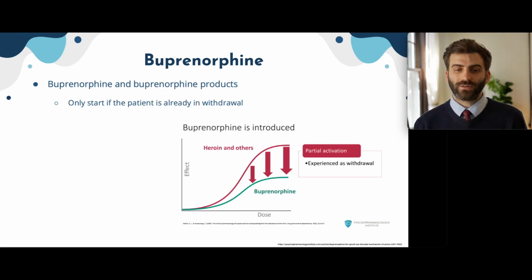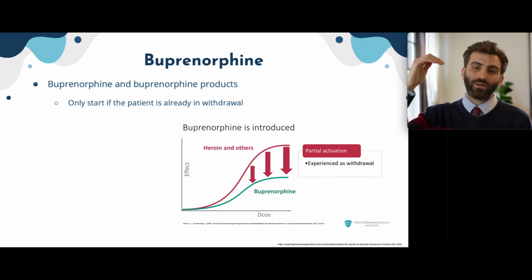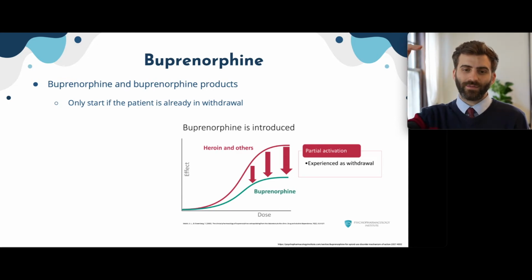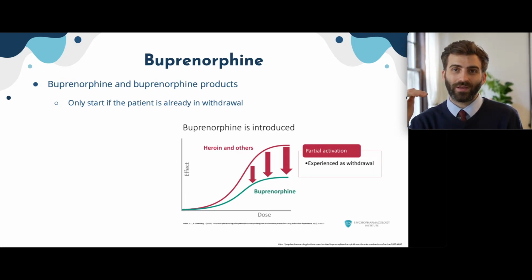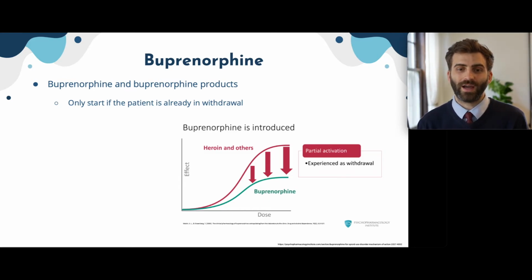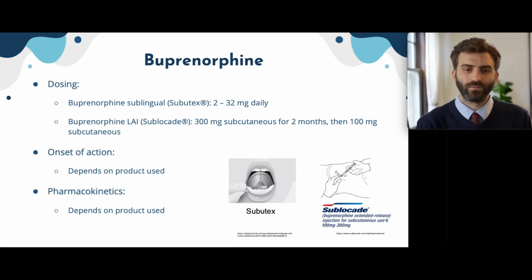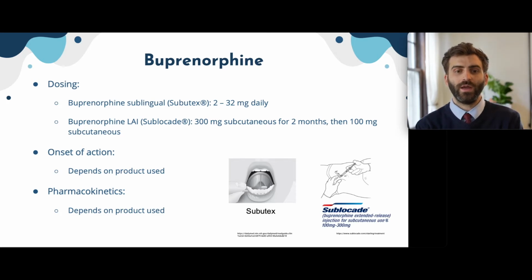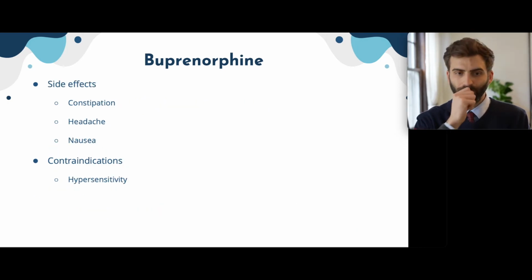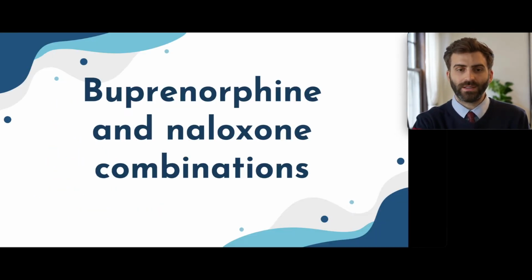So like I said, wait till someone's already in withdrawal, because as you can see, heroin and other opioids are full agonists. If you give them buprenorphine while they still have those effects, you're going to cause withdrawal, and your patient's not going to be very happy with you. This is available as a sublingual product and a long-acting injectable product. Side effects can be seen here.